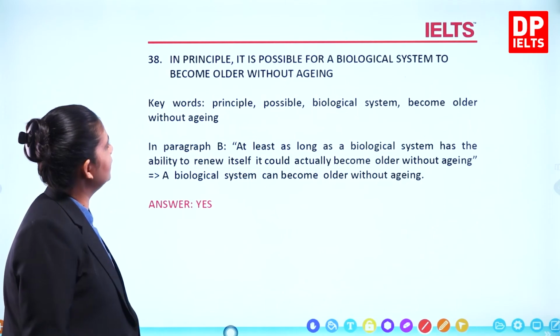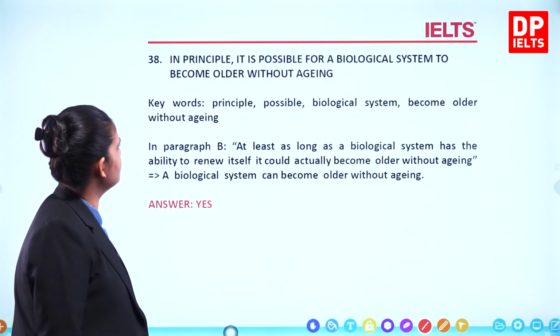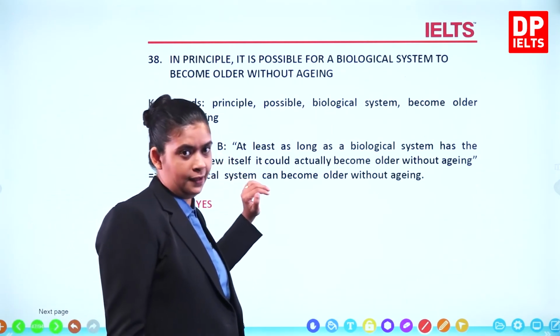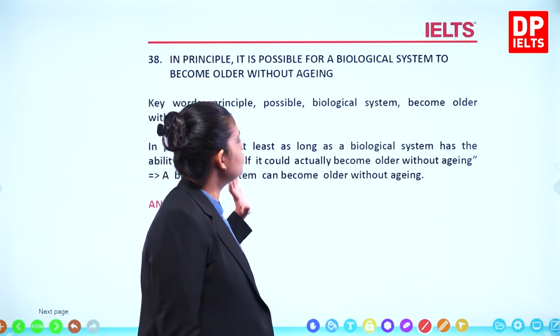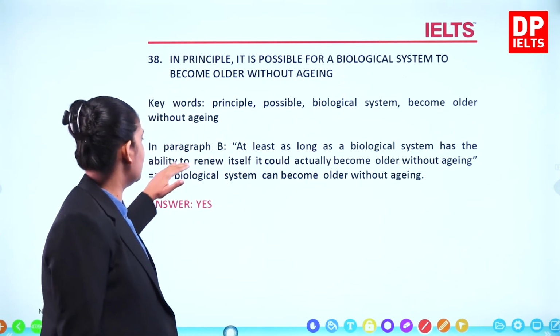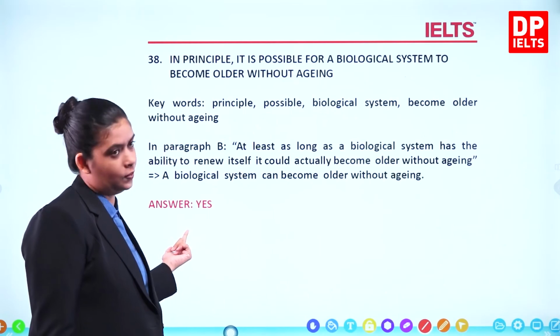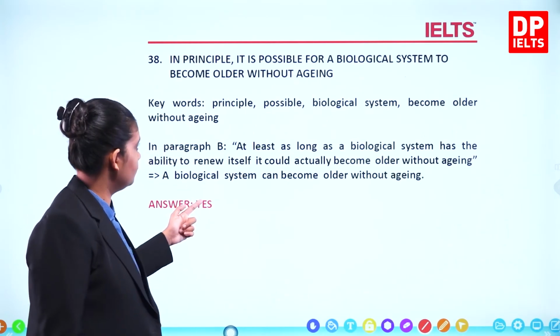In principle, it is possible for a biological system to become older without aging. If you come to para B, at least as long as a biological system has the ability to renew itself, it could actually become older without aging. So the answer is true, right?